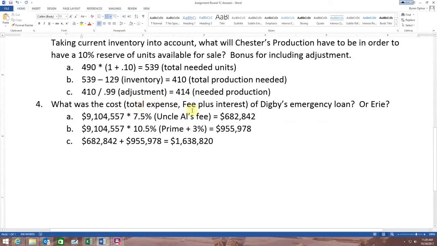Question 4. What was the cost, total expense, fee plus interest, of Digby's emergency loan, or Erie's? I did Digby, I believe. Digby had an emergency loan of $9.1 million, roughly. Uncle Al's fee is 7.5%. That's well established. So that cost $682,000. Now, this rate, I thought sure that was given to us, so I may be wrong about that. Maybe you guys found it. I read back through the guide and couldn't find anything that specified what the current rate was.